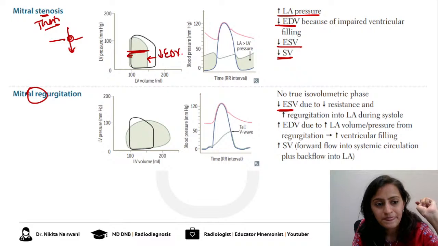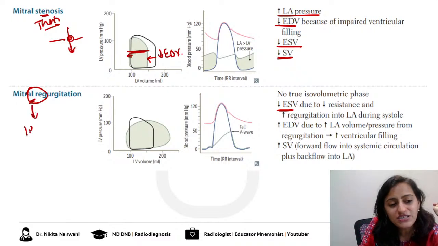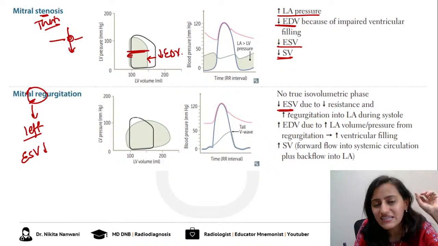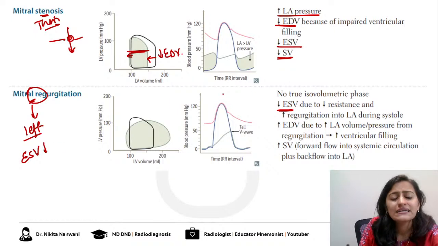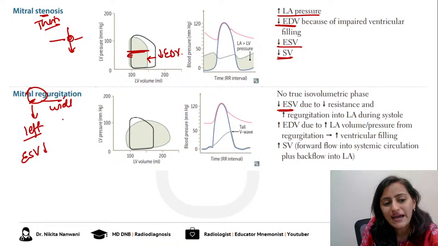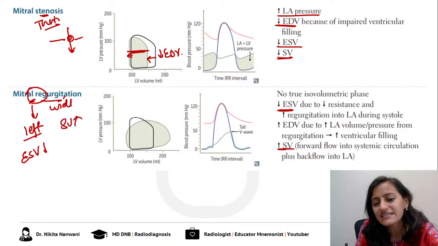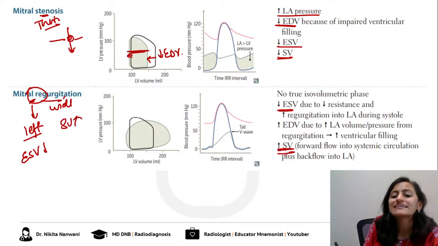Mitral regurgitation, again the shift to the left. That means the end systolic volume is decreasing, right? And regurgitation means wide, so the stroke volume is increasing. Okay, the stroke volume is increasing.